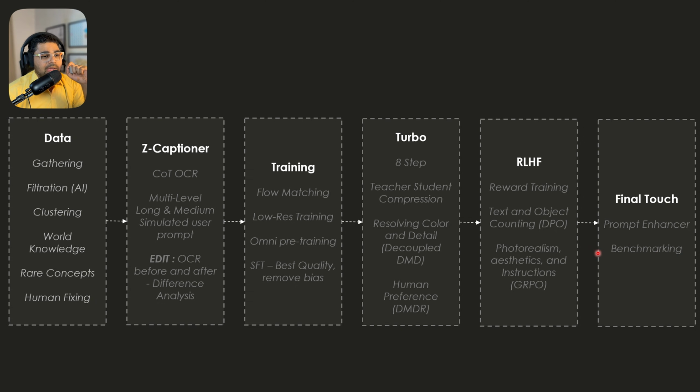And the last, for final touch, they added a prompt enhancer because it has only 6 billion parameters, and then of course it was benchmarked. So this kind of concludes the training process. I know it's a bit exhaustive. I don't know why I went into so much detail on the training process in the research paper of this model. Just felt like going into detail because after a long time I found a good research paper.